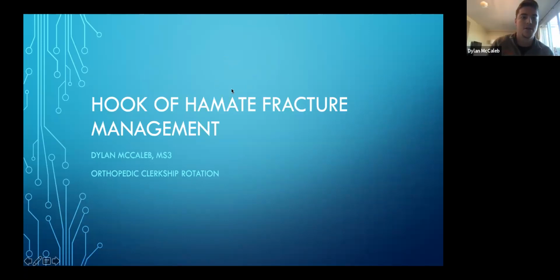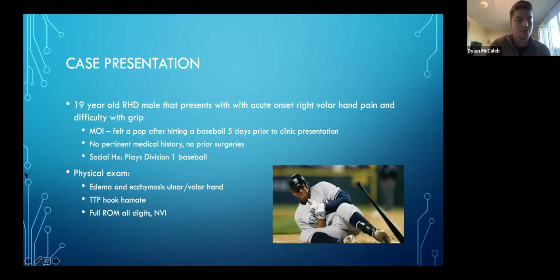All right, so I did mine on hook of hamate fractures and their management. Case presentation from last week: we had a 19-year-old right-hand dominant male who presented with acute onset of right volar hand pain and difficulty with grip. He felt a pop while batting a few days prior to presentation. He is a Division I baseball player, and on physical exam had edema and ecchymoses around the ulnar volar hand, tenderness over the hook of hamate, and full range of motion with all his fingers.